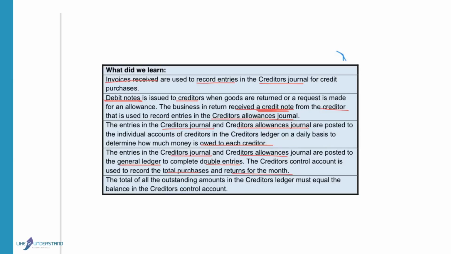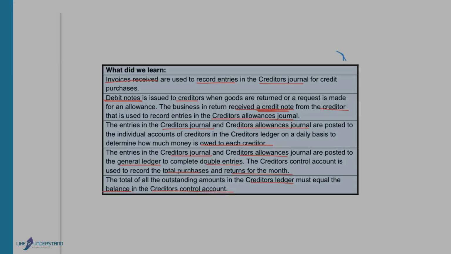The total of all the outstanding amounts at the end of the month in our creditors' ledger must equal the balance in our creditors' control account. If they are not equal, it is an indication that we made mistakes.